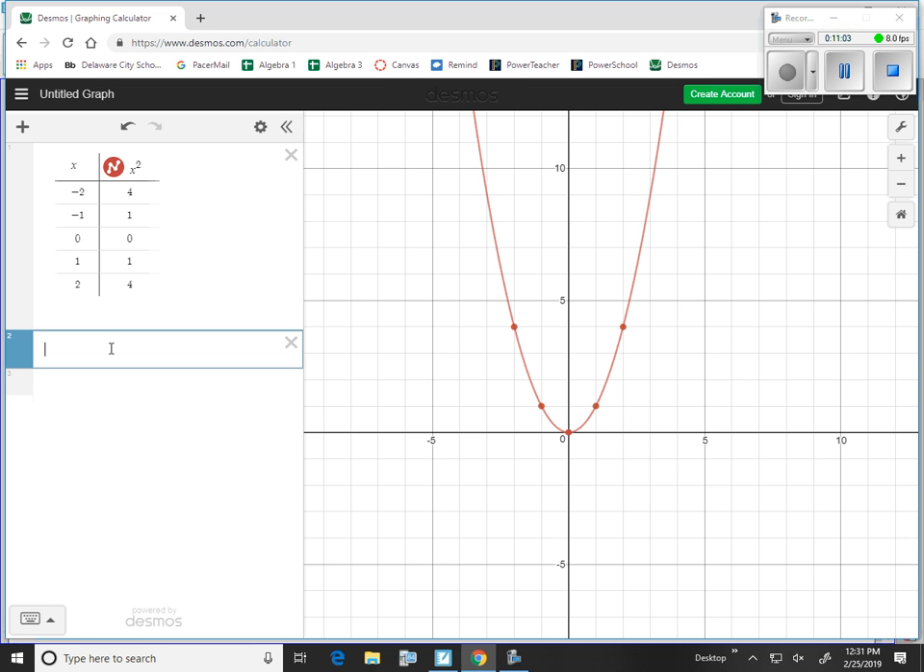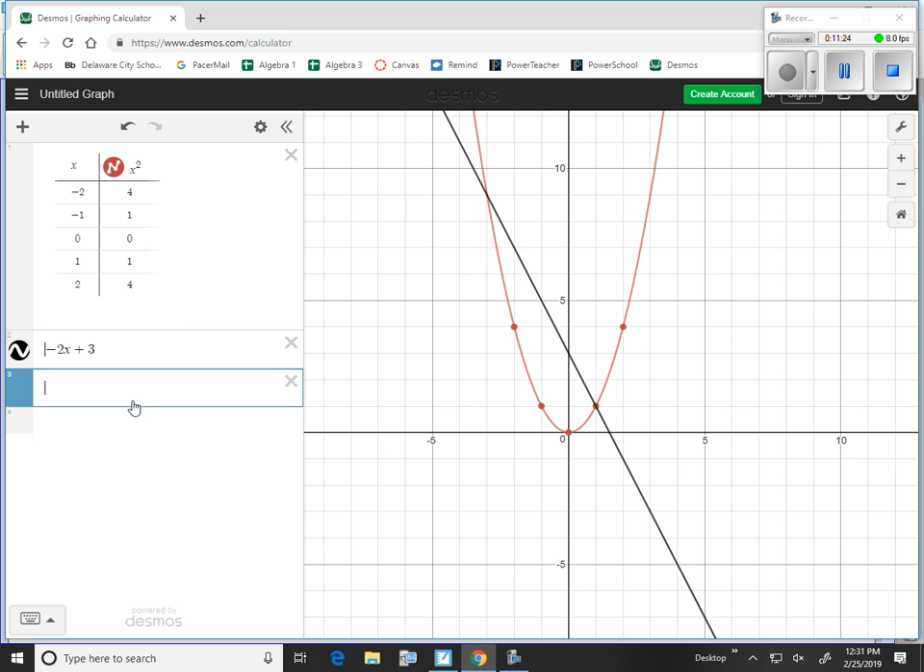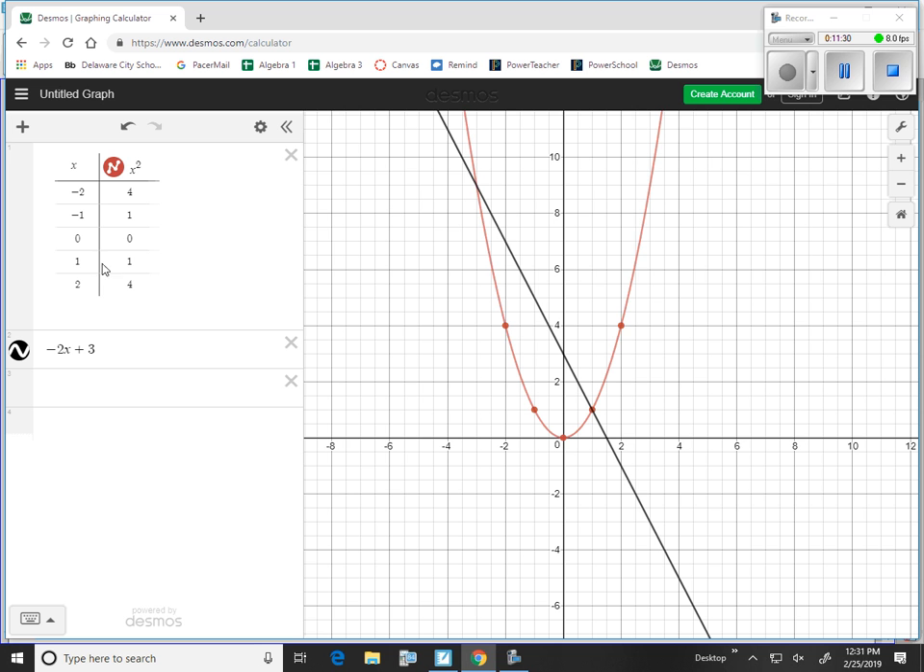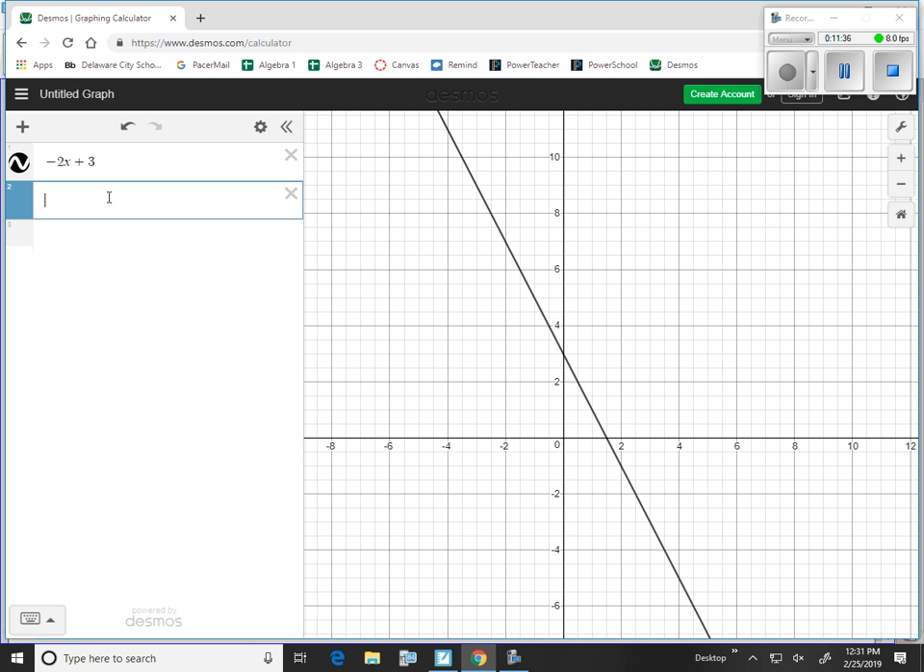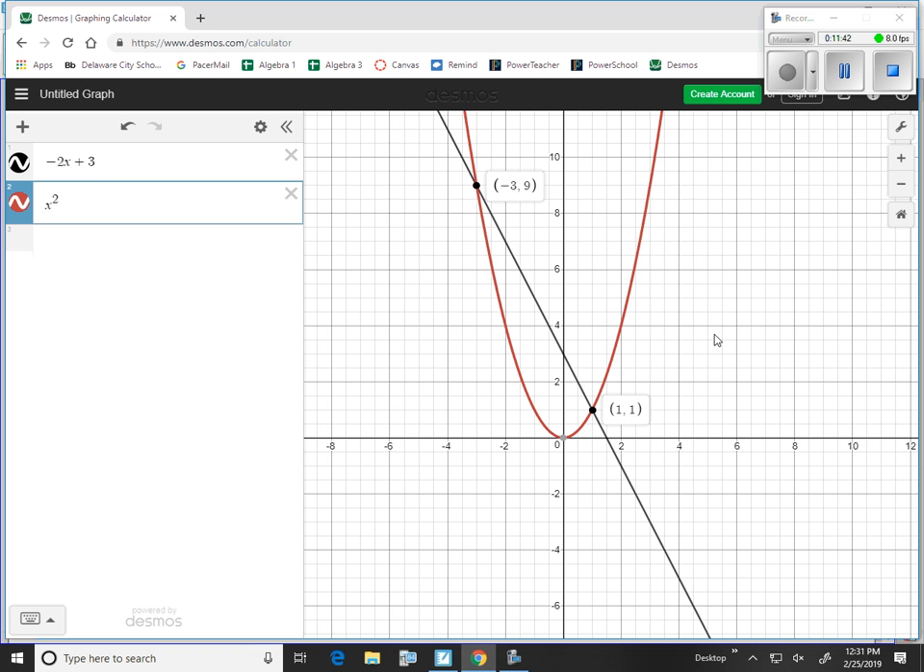Okay, now for your next one, you can go ahead and graph that line. You know how to graph negative 2x plus 3. Okay, you should find on this one 2 intersecting points. Oh, this is a little weird. There we go. Okay, you should have 2 intersecting points, one at negative 3, 9 and one at 1, 1.